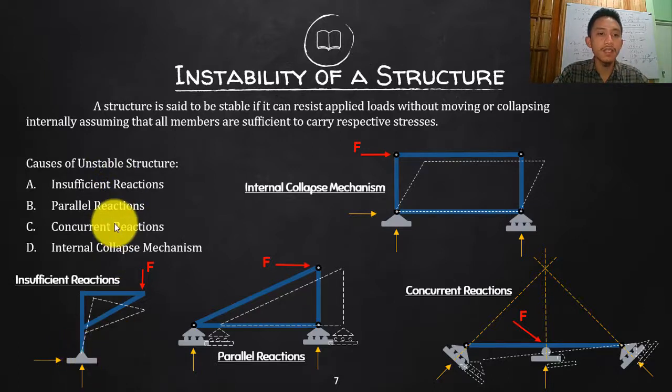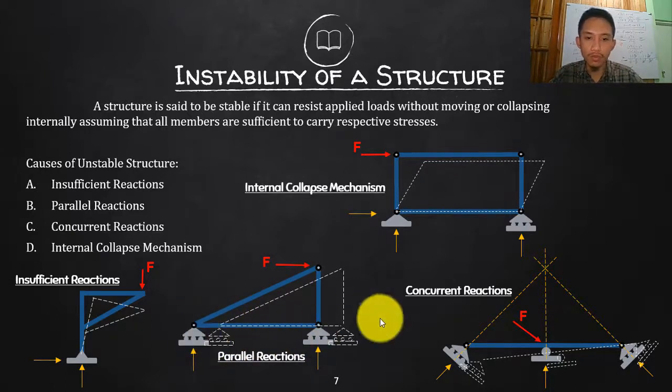So we can call that the unstable, insufficient reaction. What else? Parallel reactions. Look at this second figure here. Let's say this is your truss, and you are going to support it by two rollers. Yes, it will stand if you apply a vertical load. But once you apply a force that is perpendicular to the parallel reactions, there is no resistance against it. If you summate forces horizontally, there is no reaction that will counteract that horizontal force, so it will just move to the right like a car.